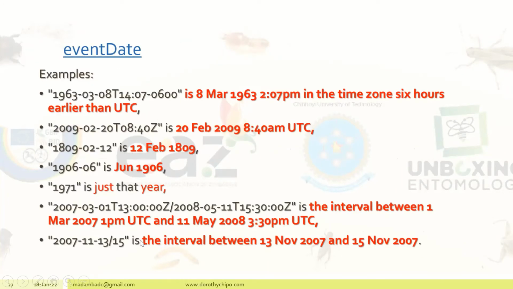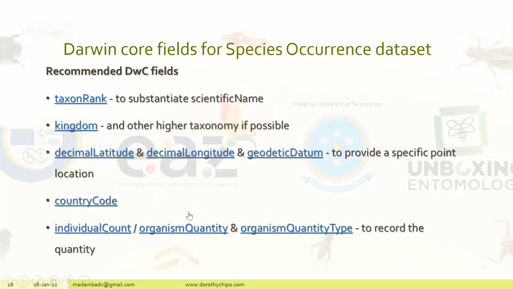Just to go back, please note that dates can be complex and they can be sources of error. This is one thing where I cannot overemphasize the need to be careful in capturing dates, especially in Excel. Then Darwin Core fields for species occurrence data sets also have recommended fields, which are as follows.